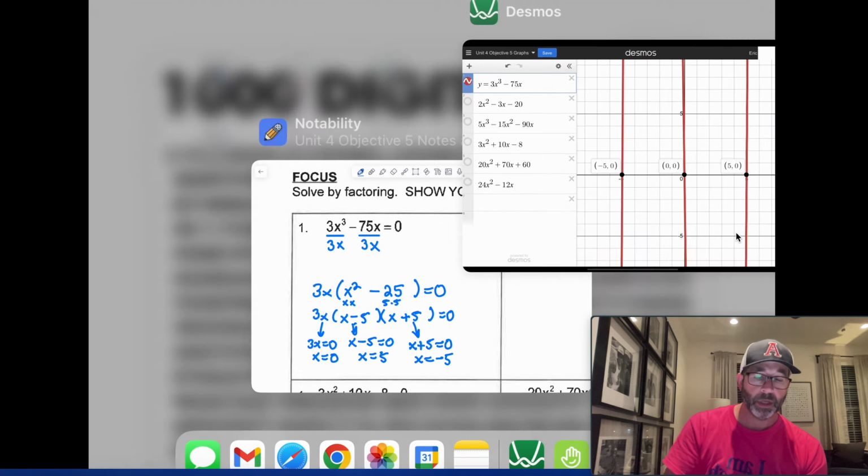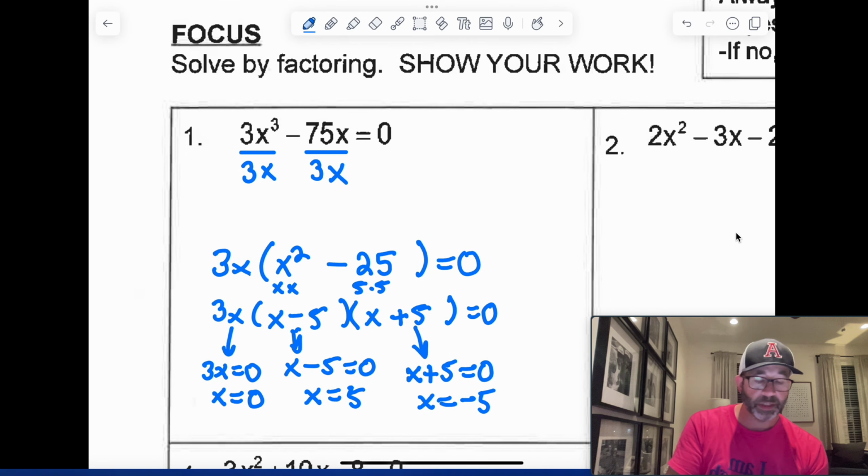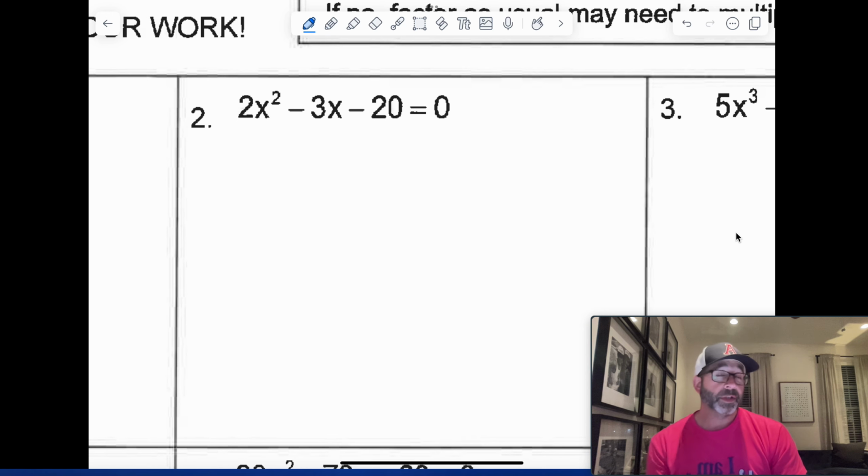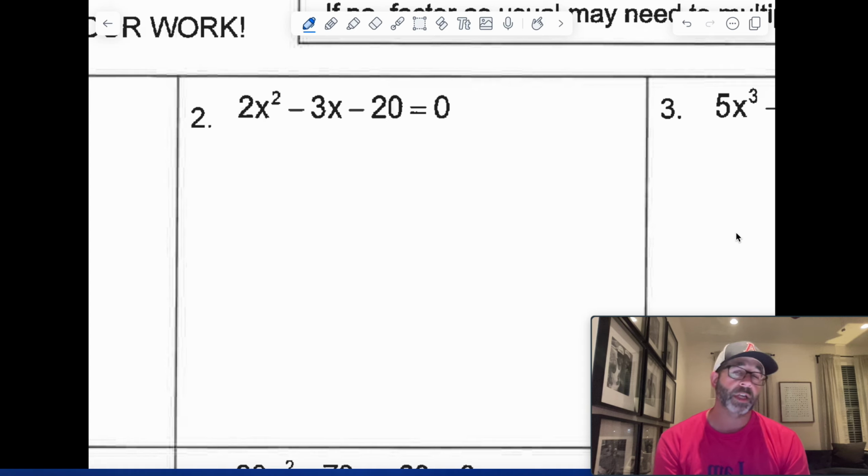Okay? Let's go on to number 2. Number 2, there's no GCF for 2, 3, and 20. However, this is not a difference of squares, and the leading coefficient is not 1. So this is where we try to do the multiplication, and we figure out the factors that add up to the middle part.